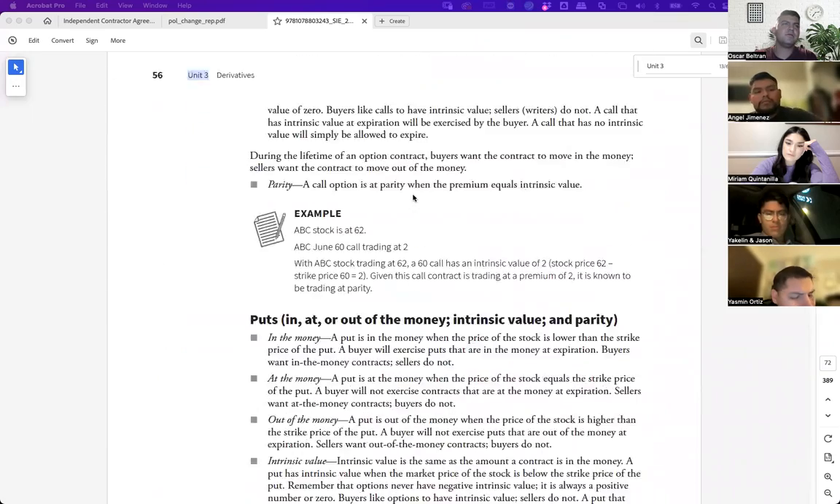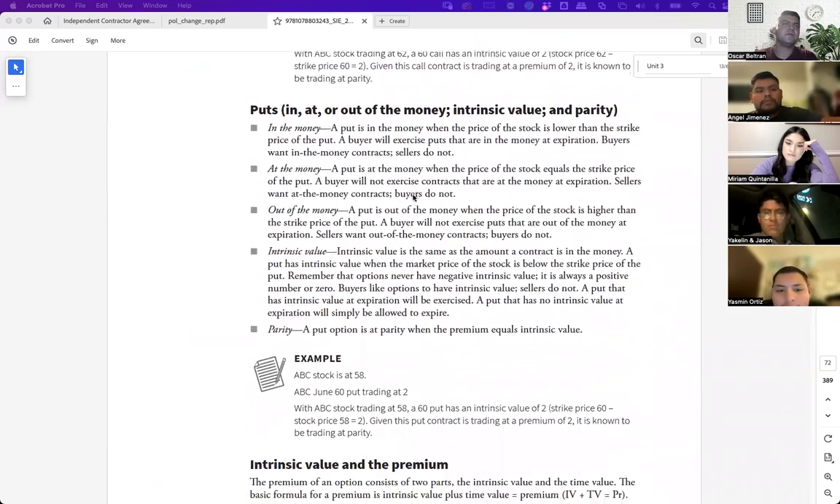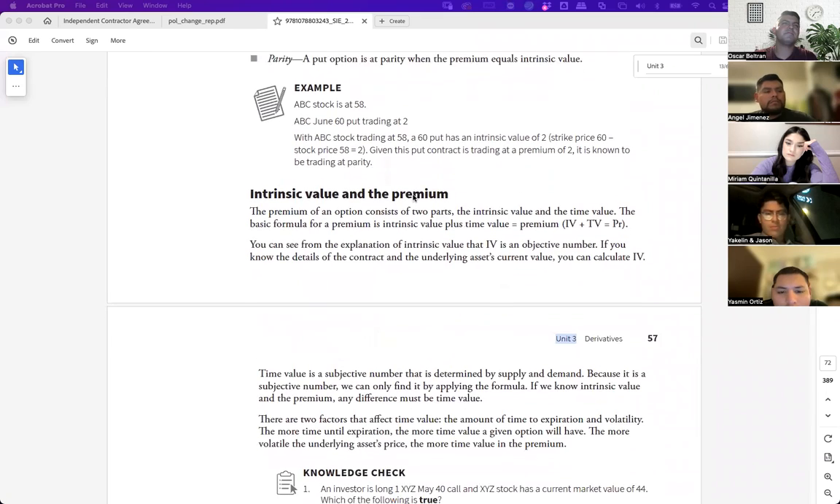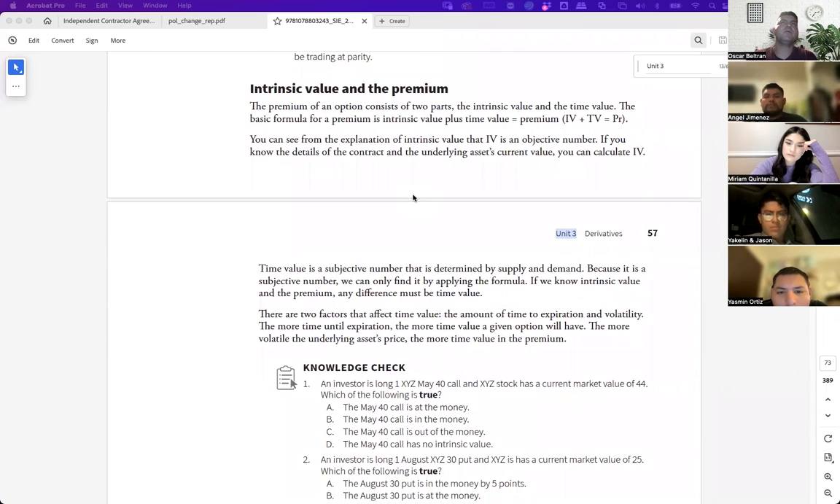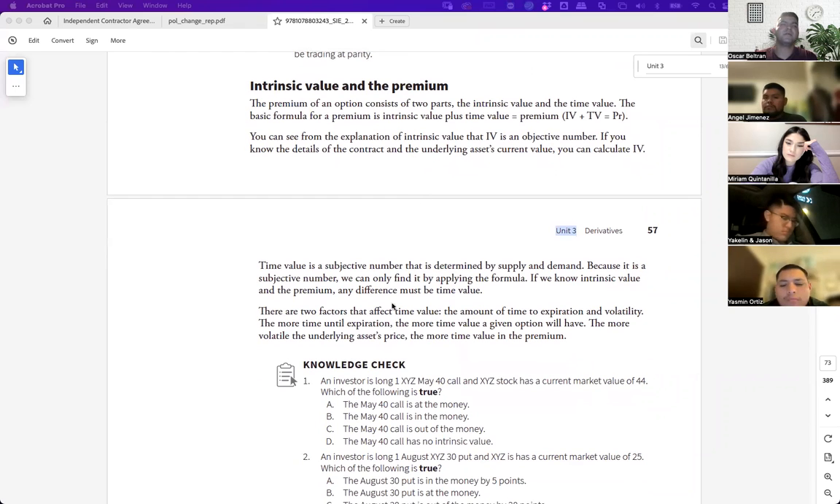All right, cool. Let's keep going. This right here is very important to know. It's another equation when they give you options: intrinsic value plus time value equals premium.